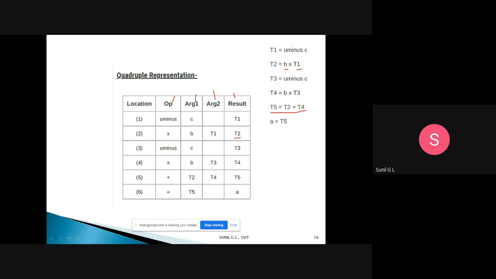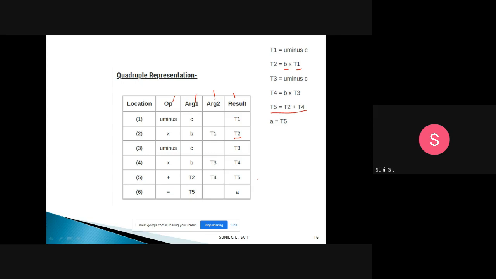Then T5 is equal to T2 plus T4. T2 and T4 are the arguments, plus is the operator, and T5 is the result. Then A is equal to T5. So equal is the operator, T5 will be argument 1, and the result will be stored in A. Like that we are representing quadruples.